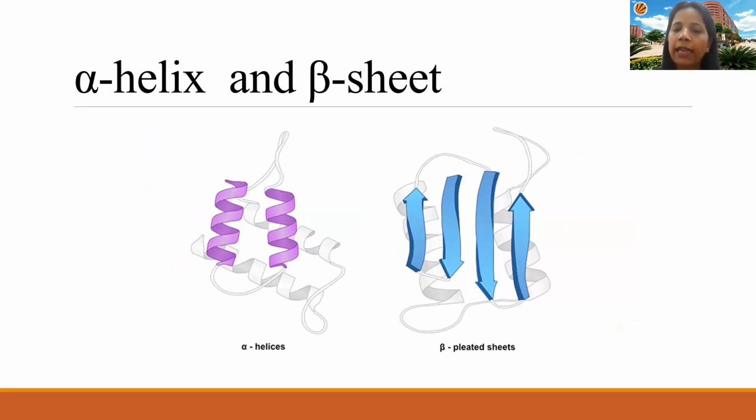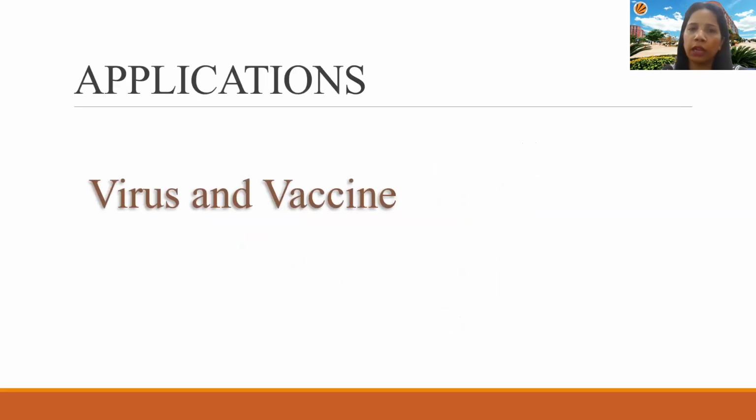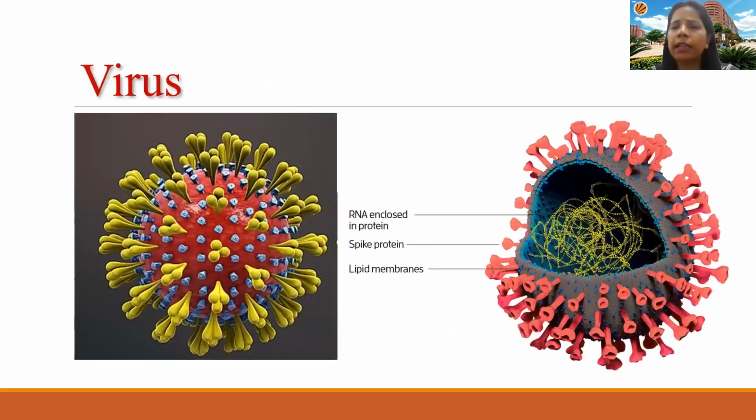So we have alpha helix, we have beta sheets. These two are combined together to make tertiary structure. When we have multiple tertiary structures, they are put together to make a quaternary structure, and that is our final protein. So understanding DNA and protein in simple terms, because now we are facing coronavirus.